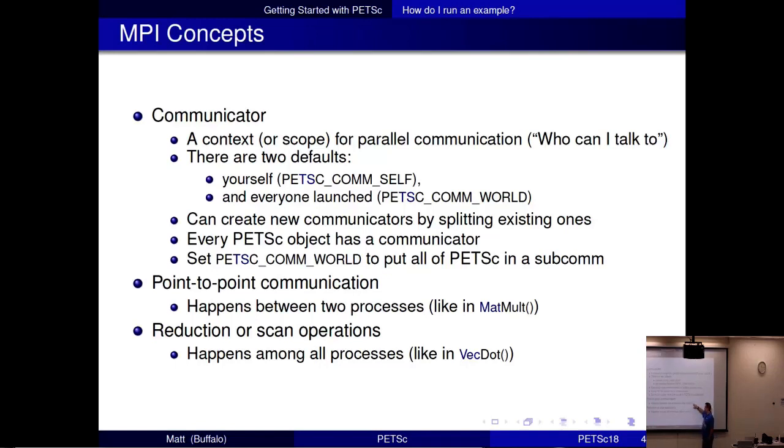So sparse matrix multiply has only point-to-point the way we tend to run it. You can actually make it use reductions if you want by command line arguments, but by default it does point-to-point. That tends to perform pretty well. Dot products are reductions and have to be.